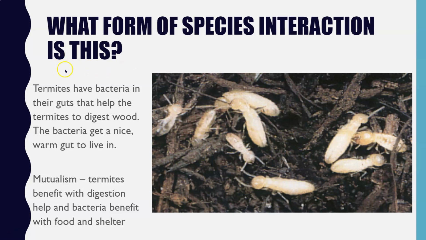Termites have bacteria in their guts that help the termites to digest wood. The bacteria get a nice warm gut to live in while the termites use that bacteria in order to eat. So that is a mutualism relationship where termites benefit and the bacteria benefit.